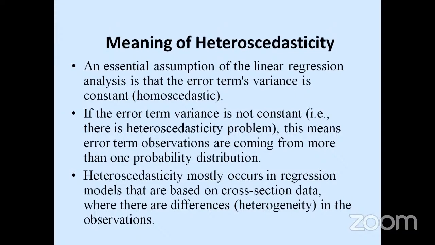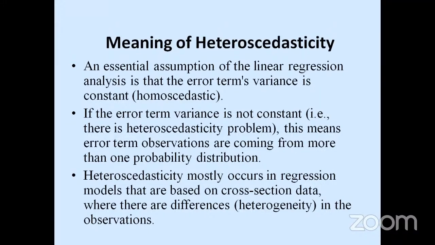Homoscedastic means variance is constant. If the variance is not constant, then the problem of heteroscedasticity arises. If the error term variance is not constant, then a heteroscedasticity problem exists. This means error term observations are coming from more than one probability distribution.